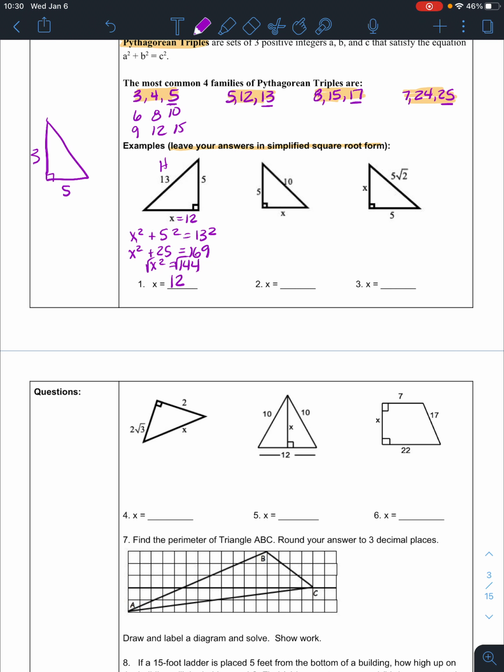So I always look for a triple first, but obviously 10 doesn't have a triple. It could be from 3, 4, 5, but that'd be 5 times 2, and the other side doesn't work. So it's not a triple. And so we can go in and do Pythagorean Theorem. X squared plus 5 squared is equal to 10 squared. So subtract 25 from both sides. 100 minus 25, you get 75.